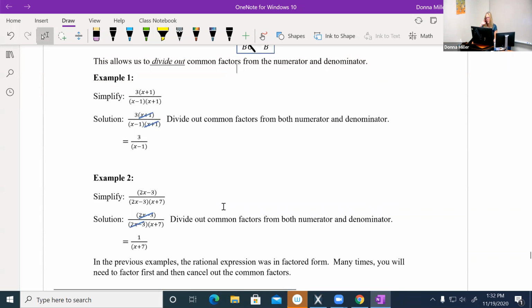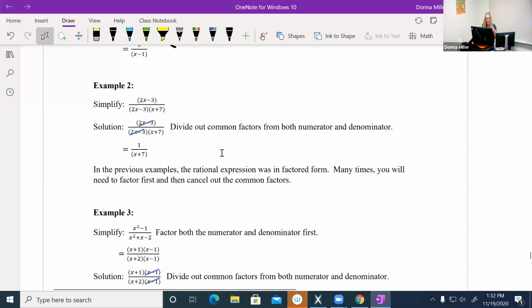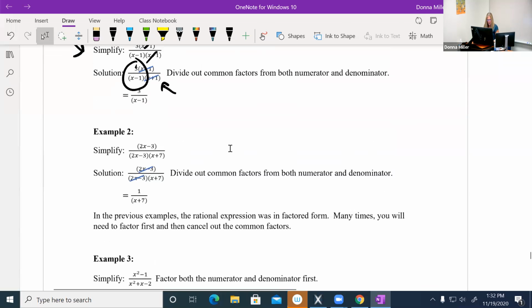So she's got one here that's already factored for you. And then all I have to do is look at this and go, all right, so x plus 1, they're the same, right? So I can just go ahead and cancel those out. And once I cancel those, whatever I'm left behind with, that's my answer. So it's 3 over x minus 1. Okay. So pretty much you have to factor it and cancel, all right?